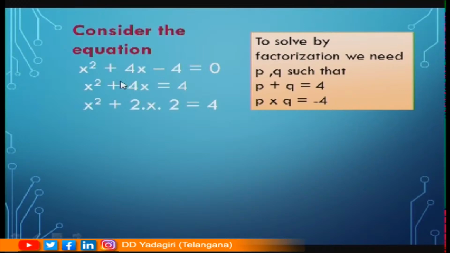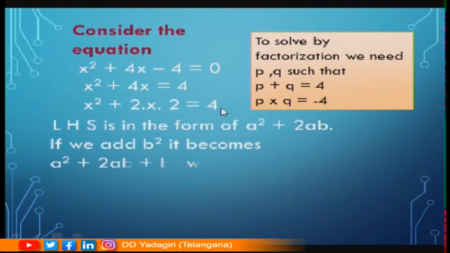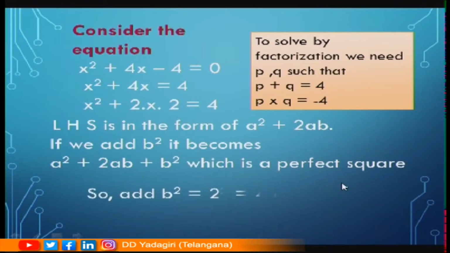Now, I try to rewrite the equation in the form of x square plus 2 into x into 2 is equal to 4. Now, if you can relate, children, this looks like a square plus 2ab. Now, we know the formula a square plus 2ab plus b square. So, if we add b square, it becomes a square plus 2ab plus b square, which is a perfect square. So, let us add b square is equal to 2 square, which is equal to 4, on both sides.